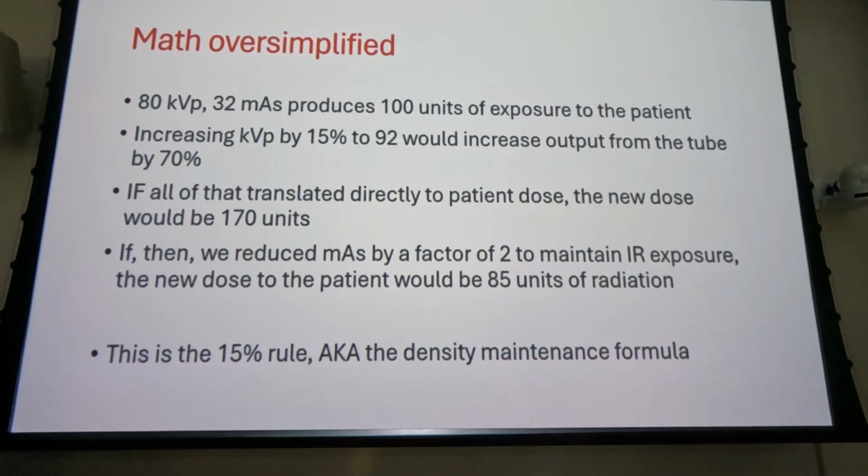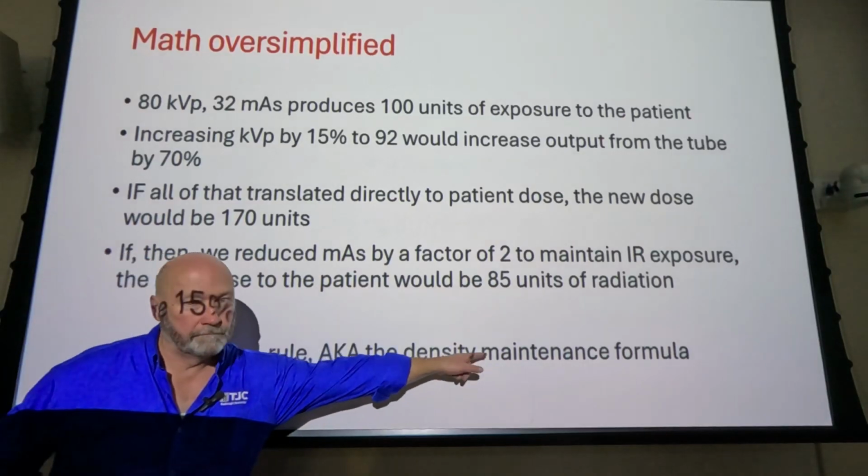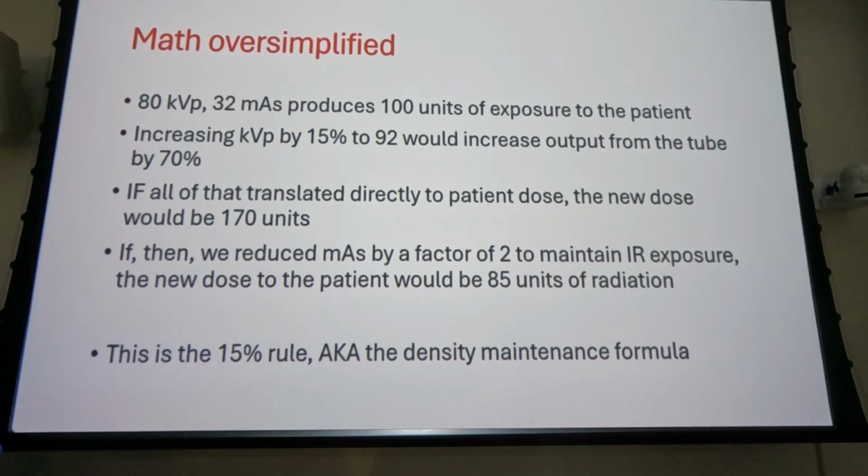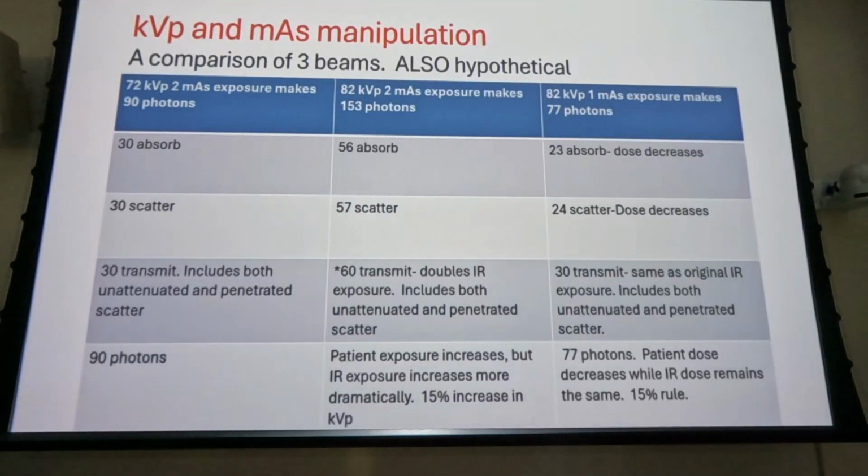You need to change your kVp by 15%. That's usually going to be to change image receptor exposure. The 15% rule is to maintain image receptor exposure. If you see 15% rule in the question, not in the answers, in the question, always be thinking: changing kVp by 15%, opposite direction with mAs by a factor of 2, always. Okay?